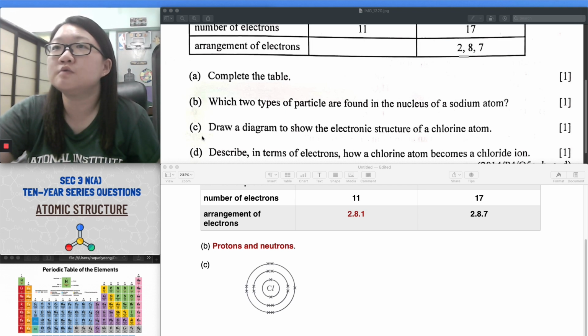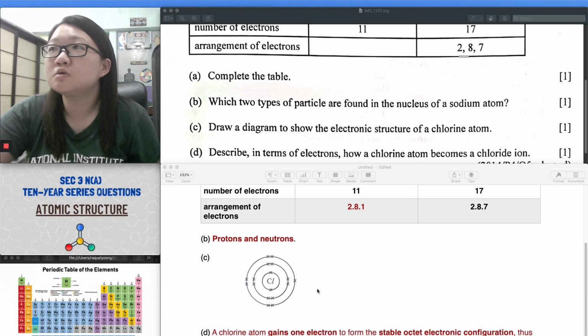Part C, draw a diagram to show the electronic structure of chlorine atom. If you see words like draw a diagram, or even better if they tell you draw the dot and cross diagram, then obviously you have to draw this kind of diagram. Chlorine, in the previous part we saw that it is 2.8.7. So in your diagram, make sure your chemical symbol is in the middle. First shell fill 2 electrons, second shell fill 8, then the last shell has 7 electrons. Your electrons need to be paired up in such a manner.